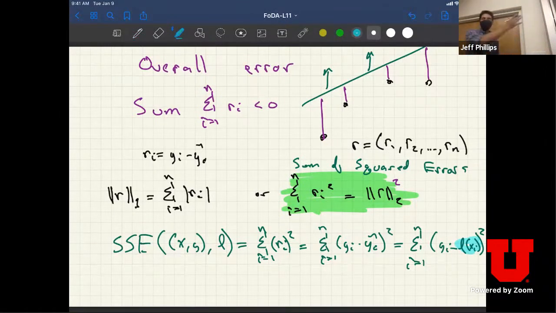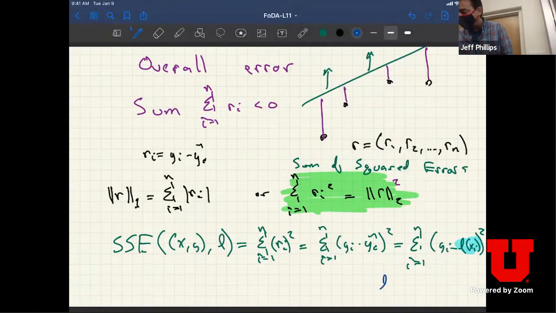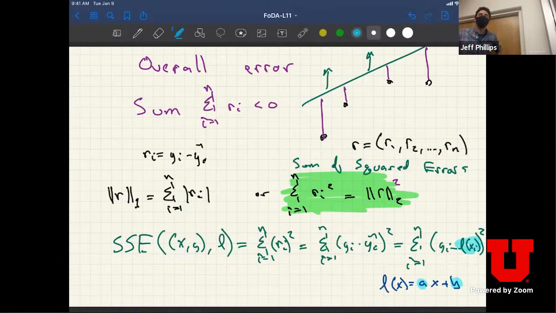Now we're trying to find the best model again, and we're going to again minimize the sum of the squared errors. And in this case, the model is a line, right? So our model in this case is more complicated. Remember, L of x is equal to ax plus b. So I don't just have a single parameter, I now have 2 parameters, a and b, but I want to minimize the sum of the squared errors in the same way here.